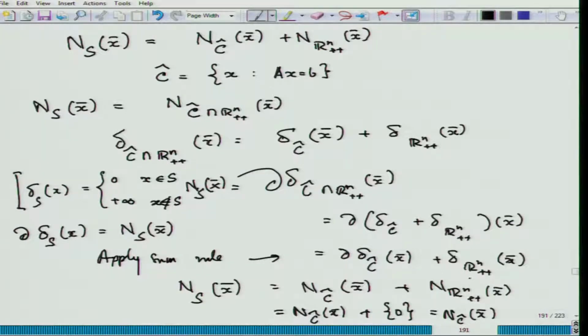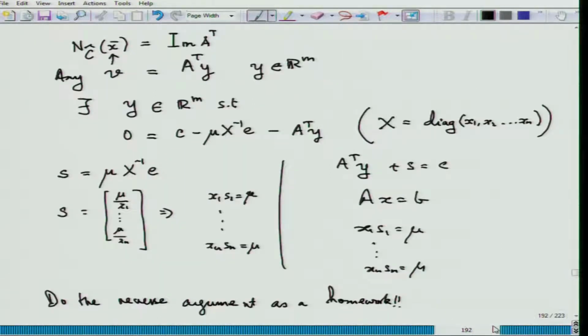But this being an open set, you can prove that if x bar is an element of the interior of some convex set A, then the normal cone to A at x bar is nothing but the 0 vector. So it is a trivial cone which consists of just 0. So this N_S at x bar is nothing but N_C at x bar, and N_C at x bar we have studied earlier is nothing but the image of A transpose.